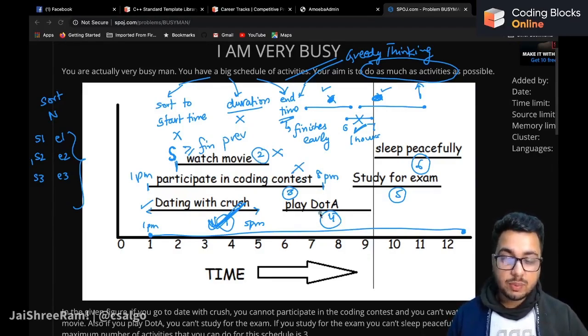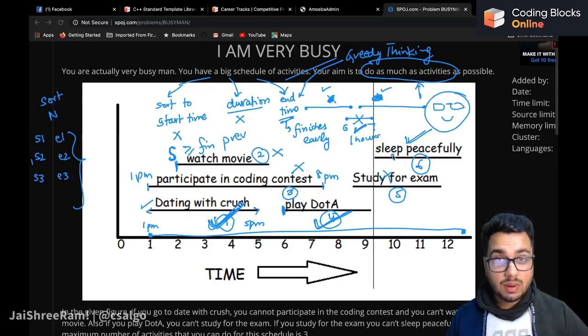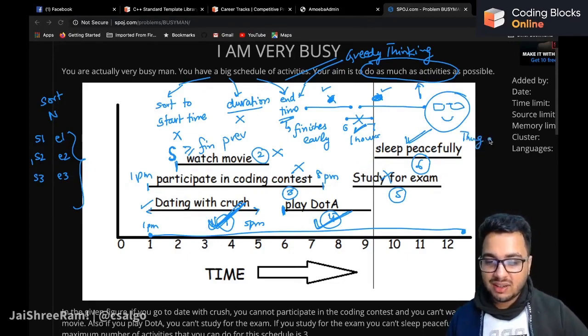So next activity is play Dota. Can we do play Dota? Yes, obviously, because it starts after the first activity has finished, so we will do this. And finally, can we study for exam? No, because it overlaps with the previous activity. And finally, can we sleep peacefully? Yes. So you are able to solve this problem, and clearly you can see there are three activities that you can do. So you have a thug life, you go on the date, you play Dota, and you sleep peacefully.